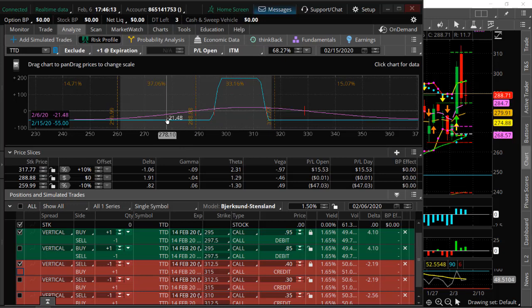So not only did we reduce the risk, almost cut it in half from $95 to $55, but we also increased the return almost two times as much by doing this structure. So it's a really great strategy. This is called a long condor.